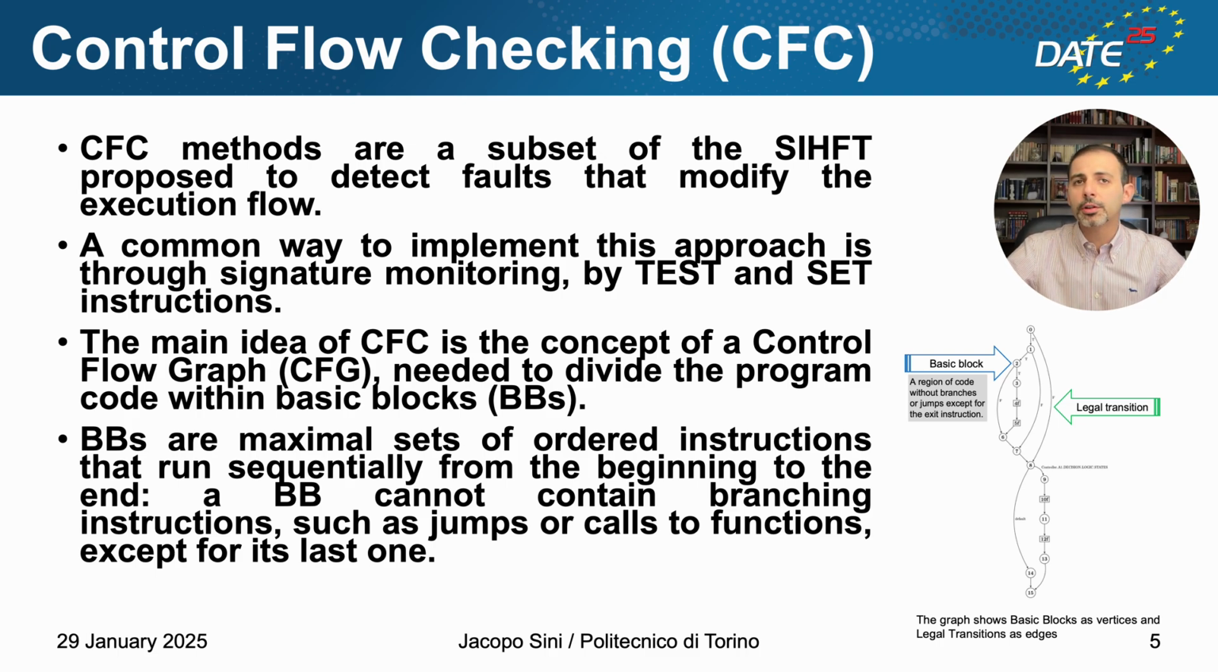The main idea of control flow checking is the concept of control flow graph, like the one shown in this slide, needed to divide the program code into basic blocks. The basic blocks are maximal sets of ordered instructions that run sequentially from the beginning to the end. A basic block cannot contain branching instructions such as jumps or calls to functions, except for its last one.